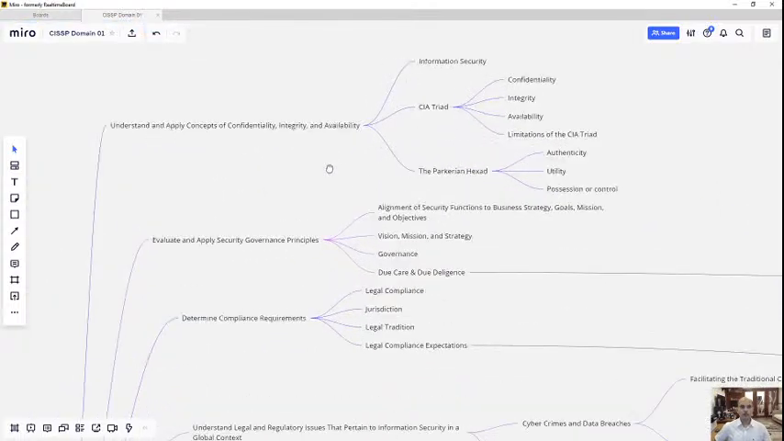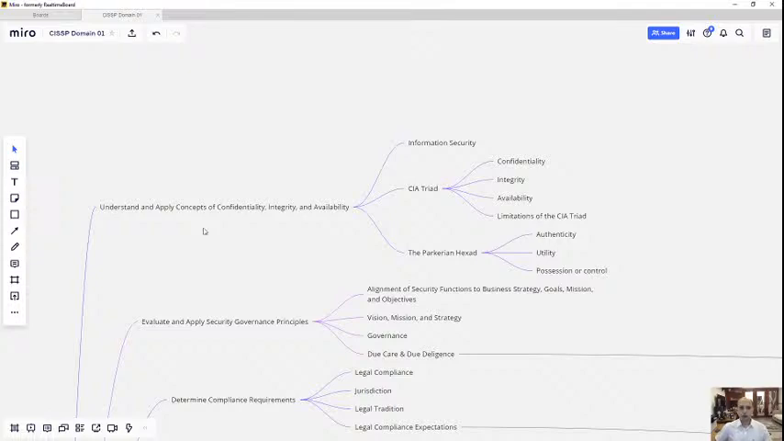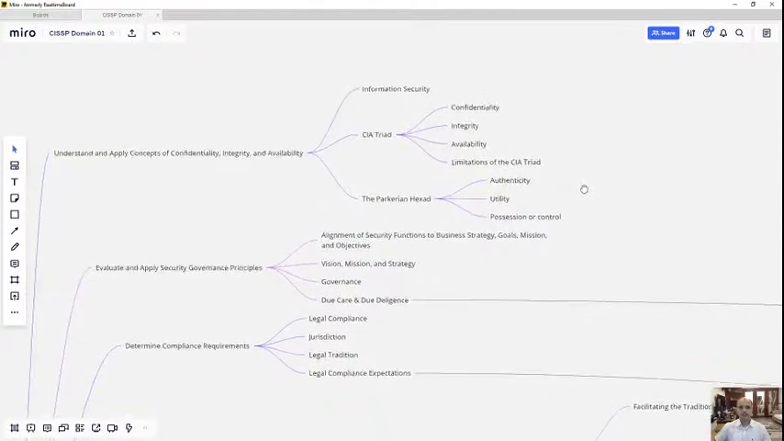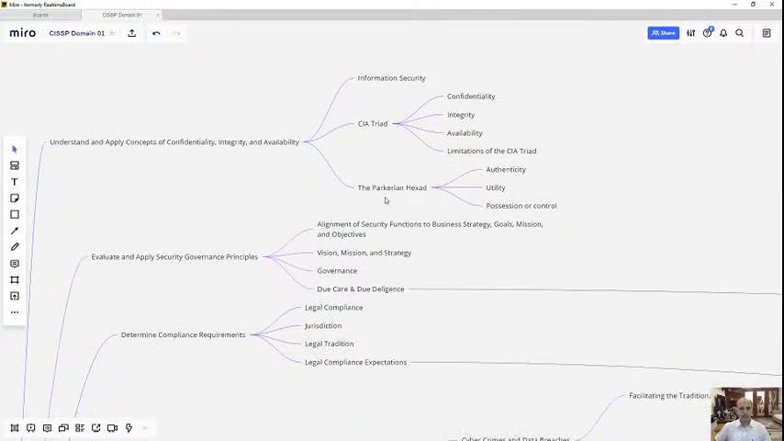Okay. So I'm going to take each and every one, starting with understand and apply concepts of confidentiality, integrity, and availability. In this particular topic, we need to know about information security, the CIA triad, about confidentiality, integrity, and availability, and also the limitation of the CIA triad. Most of the people are missing this particular thing, but I have seen some of the questions coming from this particular section also. Then there is the Parkerian hexad. So with the Parkerian hexad, we need to understand the CIA triad, and with the CIA triad, I also need to understand authenticity, utility, possession, and control.